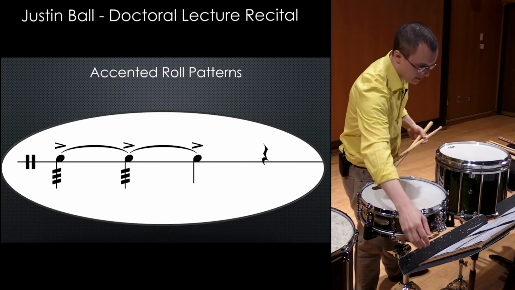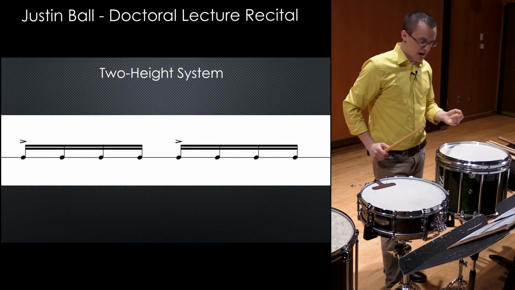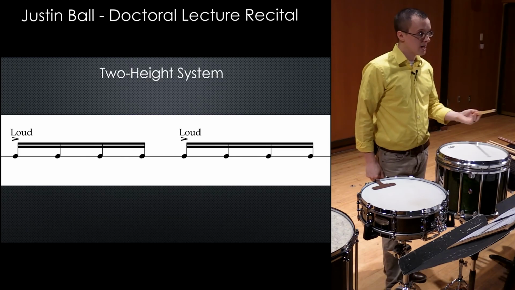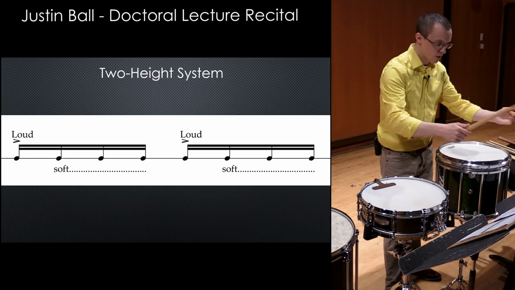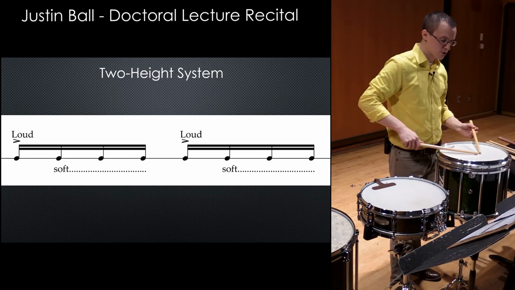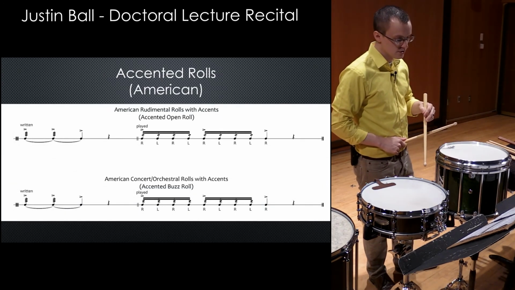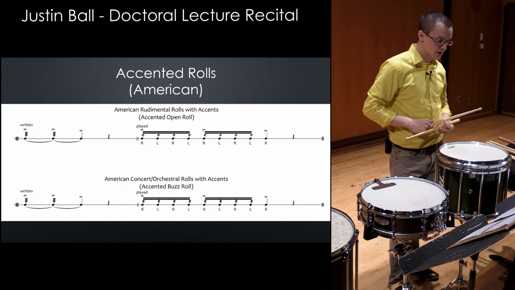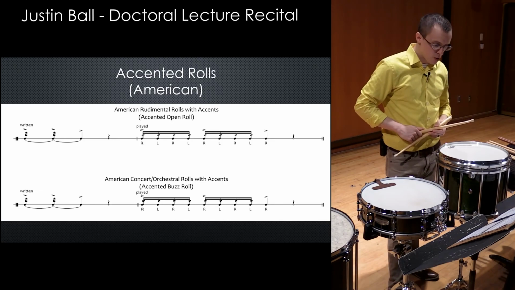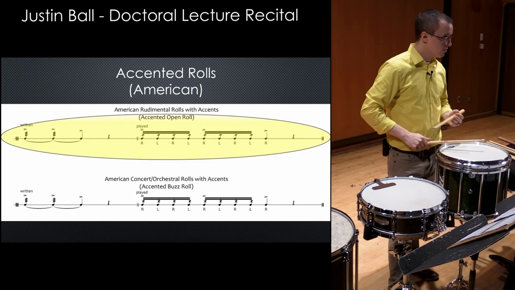In American rudimental drumming, it's typical to play with what is known as a 2-height system. Accents are played high, which translates to louder, and all other notes, which I'll be referring to as taps, are played lower and much softer to create contrast. When we see accents over the start of a roll in the American style, this indicates a louder attack beginning with the roll articulation indicated. This applies to both open rolls and closed rolls.